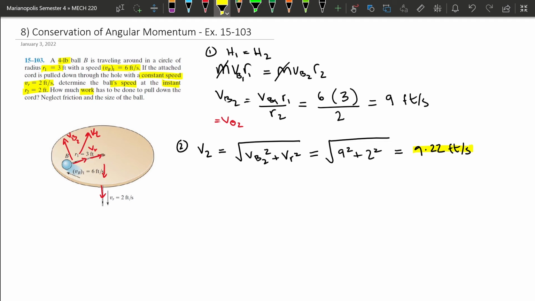We're halfway done the question, right? That's the first part. Now the second part is to get the work that has to be done to pull down the cord. I see that I have the velocities here, so I can get the kinetic energy somehow, but I don't know anything else. To get the work, I can use the principle of work and energy, right? I can just isolate for U1 to 2, and that's my work. So I'm looking for this basically, right?